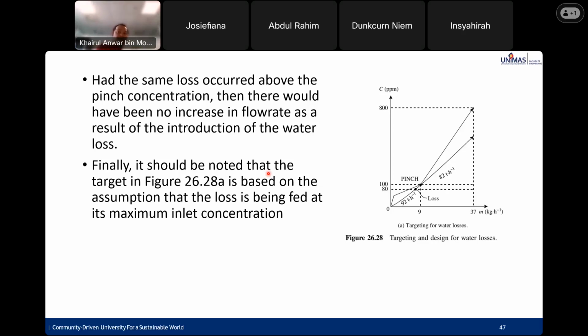Okay, we continue. This is talking about water loss. Had the same loss occurred above the pinch concentration, then there would have been no increase in flow rate as a result of the water loss. Finally, it should be noted that the target in figure 26.28a is based on the assumption that the loss is being fed at its maximum inlet concentration.